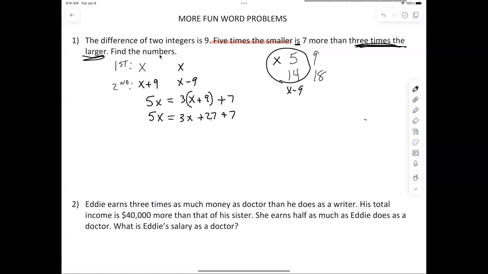Does everybody agree with that? Come on. Now, does everybody agree? I'm going to move the 3x over. And when I move the 3x over, it becomes what?